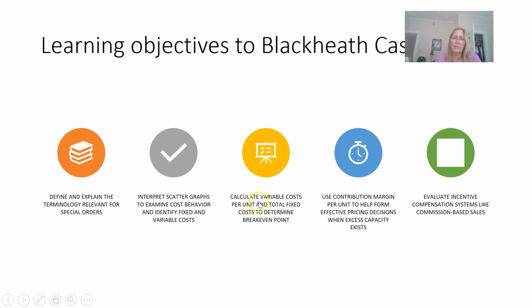You also are required to calculate variable cost per unit and total fixed cost to determine break-even point. So notice that I didn't unitize the fixed costs here, right? And that's on purpose, because it's, like I said, a very slippery slope to do that. So I generally don't recommend unitizing fixed costs. Go with variable costing and base your decisions from that.